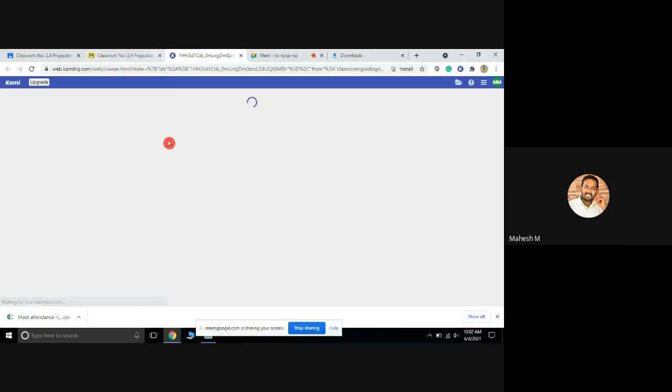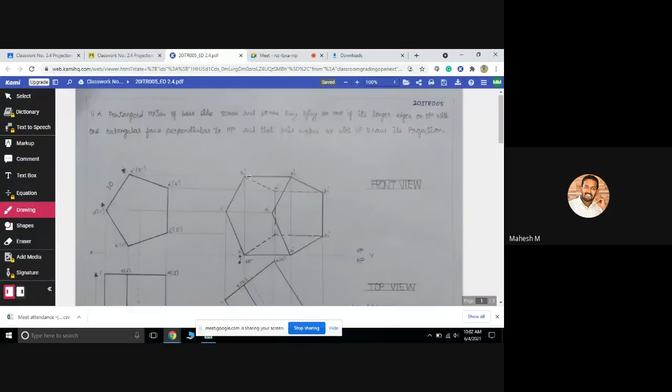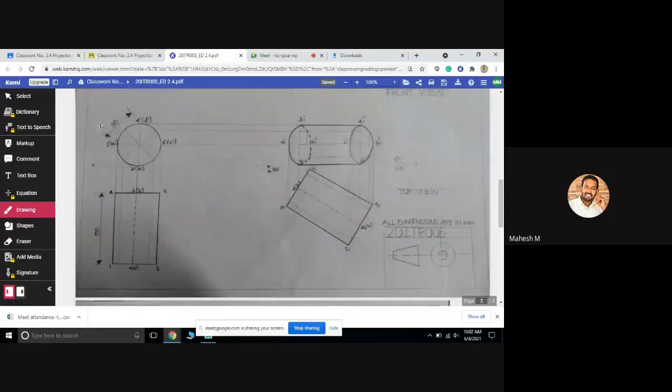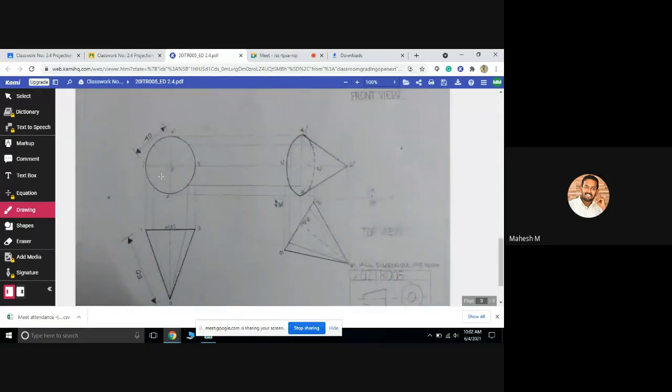The diagram and the mistake are totally different things. I will show you the mistake. The diagram is right compared with our diagram, but the dimensions are totally wrong. So please look at this. It is a cone.